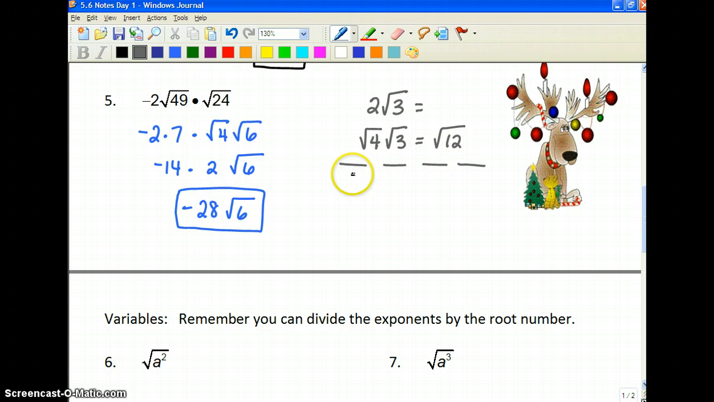Let me give you another one. If the answer is 5 root 2, then you know to get the 5, it had to have been the square root of 25 times the square root of 2 is the square root of 50. So I would say in order to get a 5 out front, it had to be a 25 on the inside.